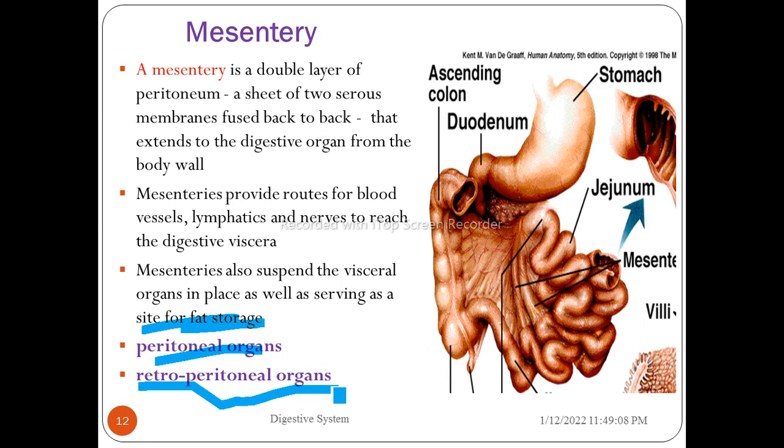The peritoneum covers the anterior part of these retroperitoneal organs. So retroperitoneal organs are organs which are found behind the peritoneum. So this is known as retroperitoneal organs. The name is given based on their relation to the peritoneum. So this is a mesentery, by the way.